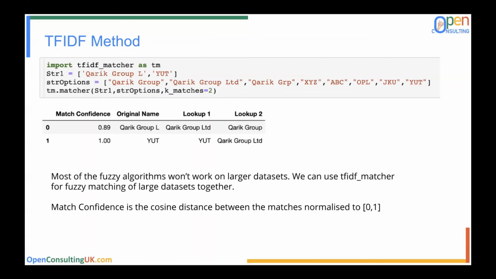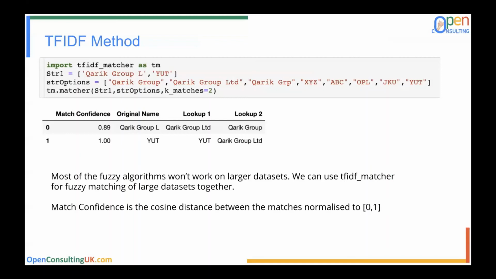I can tell it, okay, string one, instead of whatever I have given here, string one is equal to values from that column. String options is equal to values from the next column. And then we can compare using the matcher method. In the matcher method, we'll be giving the first list of strings, comma, the second list of strings, comma, then you can give k_matches. In this scenario we gave 2.